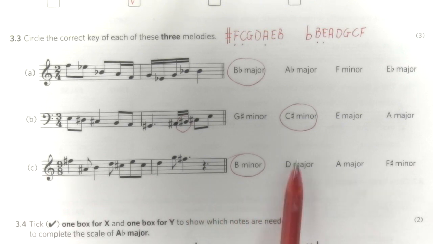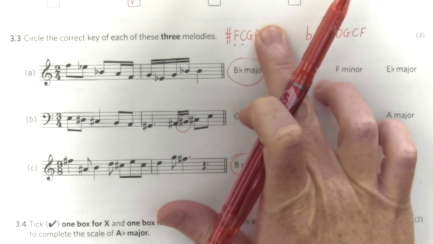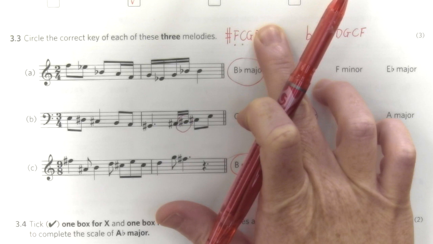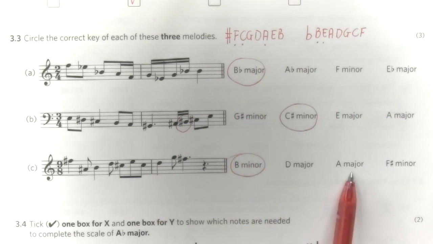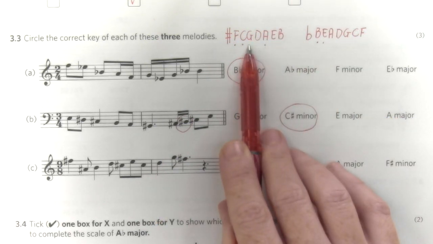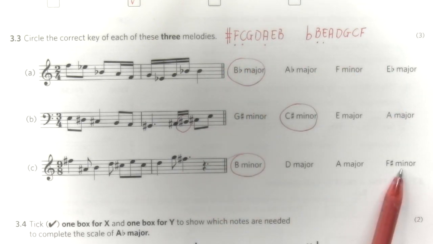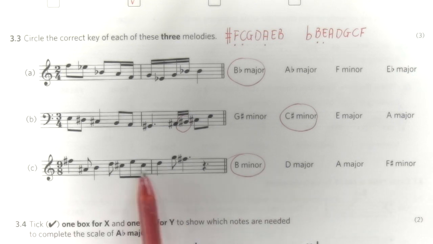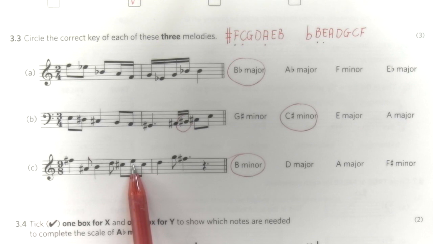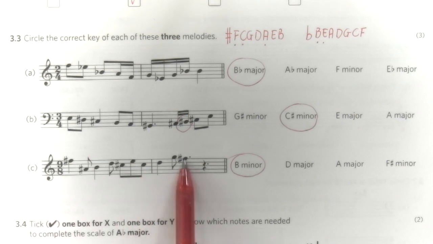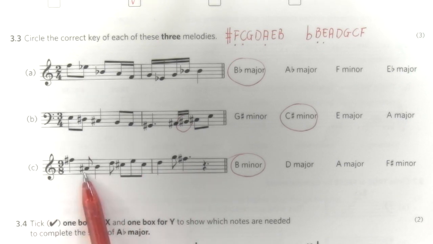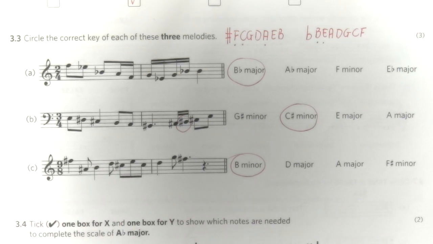It can't be D major because D major wouldn't have A sharp, but just the 2 sharps that we see. It can't be A major because A major would have these 3 sharps up to G. And it can't be F sharp minor because the leading note of F sharp minor is E sharp. So as we don't have it, but we have La sharp, it is B minor.